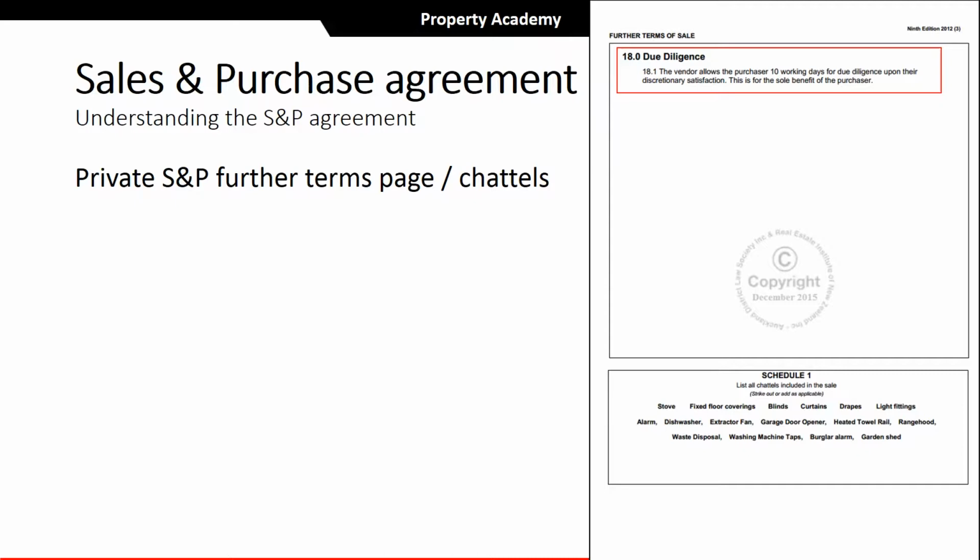On the bottom here, this is the chattels section. Chattels is basically what comes with the property, and it may be in the form of stoves, fixed floor coverings, which is timber flooring or carpet, blinds, curtain drapes, light fittings, alarm, dishwasher, etc. You can read the rest of what's available. And you can actually add more things than just what's available on here. So you might write garden shed, there's actually a garden shed already there, or do they have a washing machine? They've got washing machine taps.